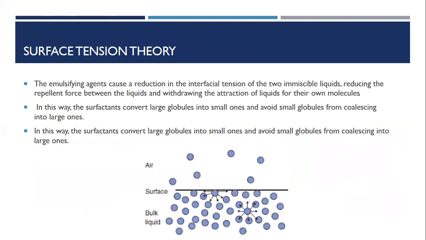The next is surface tension theory. According to the surface tension theory of emulsification, the emulsifying agents cause a reduction in the interfacial tension of the two immiscible liquids, reducing the repellent force between the liquids and withdrawing the attraction of liquids for their own molecules. In this way, the surfactants convert large globules into small ones and prevent small globules from coalescing into large ones.